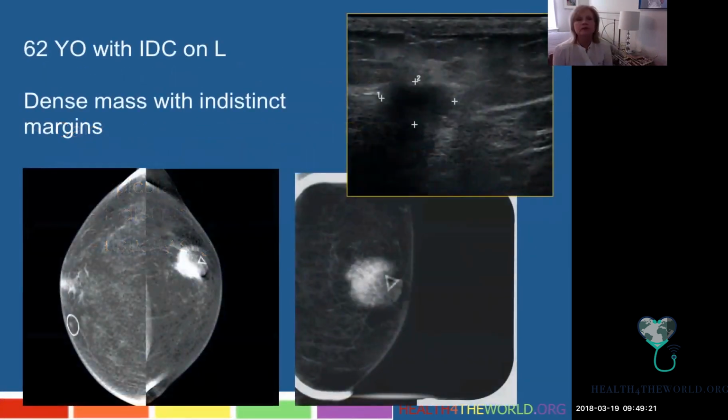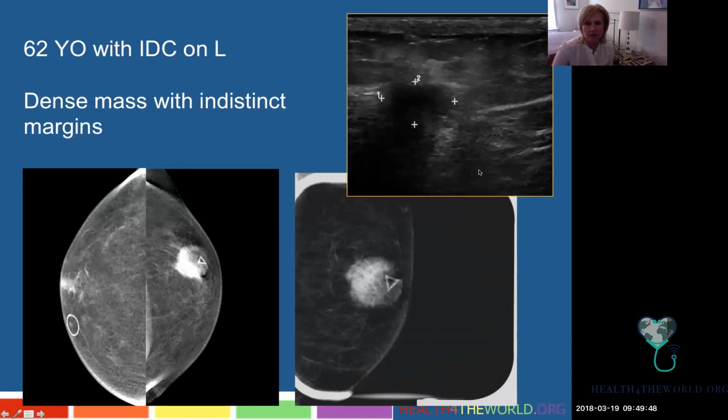All right, so here's an example of a 62-year-old who has invasive ductal cancer on the left. Here you see, this is the case I showed you before, which is not flame-shaped. This is a ball. This is clearly a mass, and it's dense. And sonographically, we see that it's very hypoechoic, and it has an indistinct margin, and it has some shadowing. So these are all classic features of malignancy.